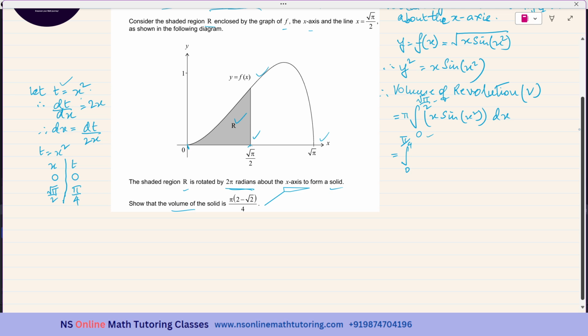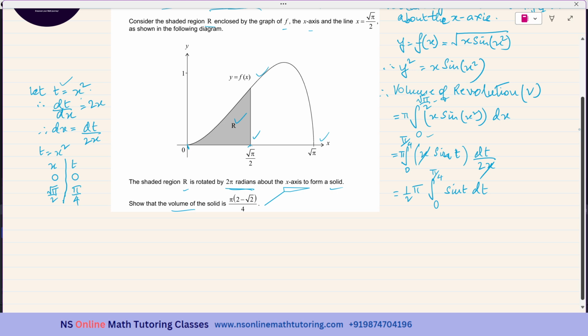And I am writing x and sine. In place of x square, I can write t. And in place of dx, I am writing dt over 2x. And this x will be getting cancelled, and I can take out this half. So this is equal to, I have forgotten this pi. Yeah. So half and pi, 0 to pi over 4, sine t dt.